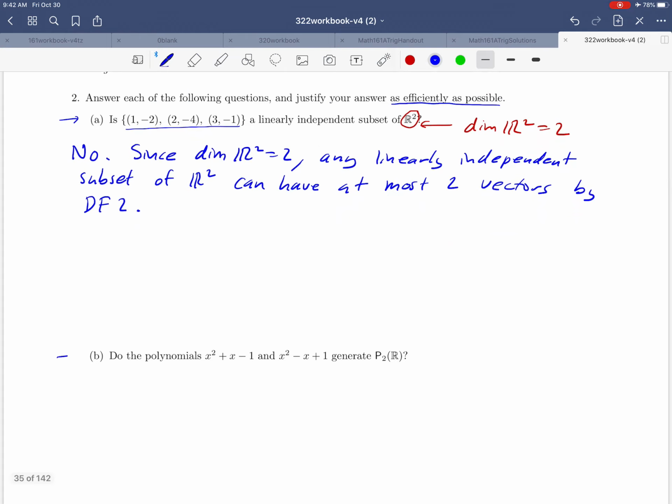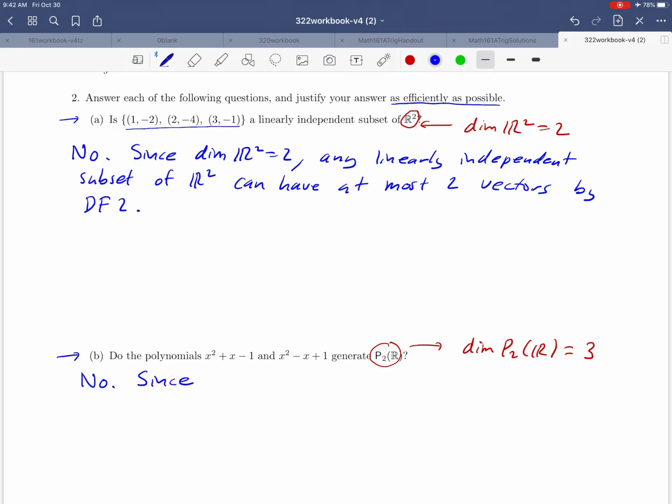What about B? Here they're asking us, do the polynomials x squared plus x minus 1 and x squared minus x plus 1 generate P2 of R? Again, a good first step is to ask yourself, what is the dimension of this vector space? Looking back at the table that we made, Pn of R has a dimension of n plus 1, so this has a dimension of 3. The question is, can two polynomials generate a three-dimensional vector space? Again, the answer is no. We need at least three polynomials to generate a three-dimensional vector space.